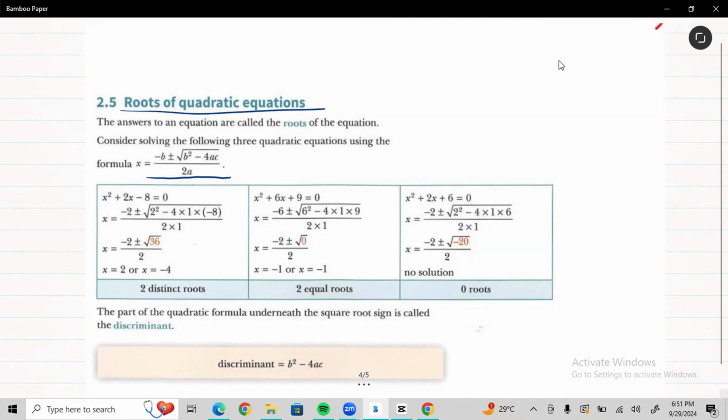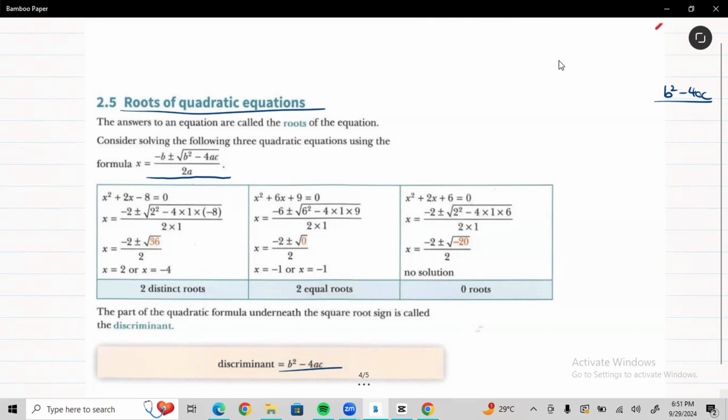So the thing is, if we just see the part under the under root, I know it's getting a bit confusing, but please bear with me. If we see the part which is trapped in this under root, it's called b squared minus 4ac, and this is called the discriminant. So the part of the quadratic formula underneath the square root sign is called the discriminant, which is b squared minus 4ac. You have to purely memorize it for now.